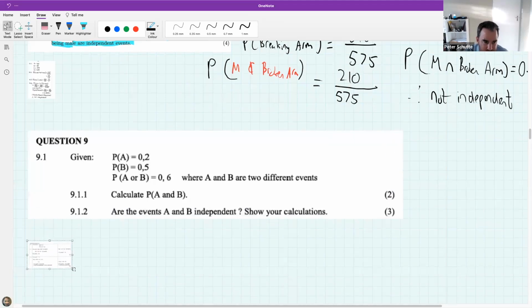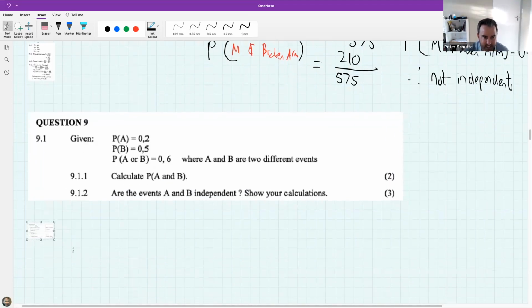It says here, given P of A is 0.2, P of B is 0.5, and P of A or B is 0.6, where A and B are two different events, how do I calculate this? Now, in this case, the next question is asking about independence, but we need to be able to work out what the probability of A and B is. So what do we need to do?